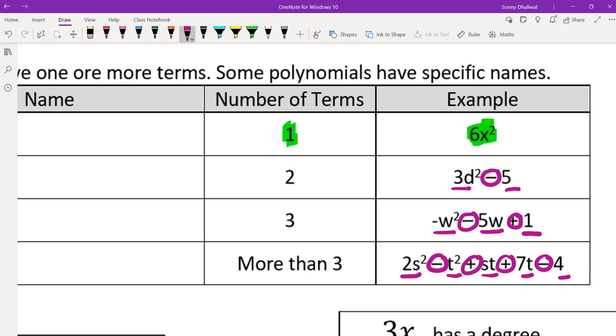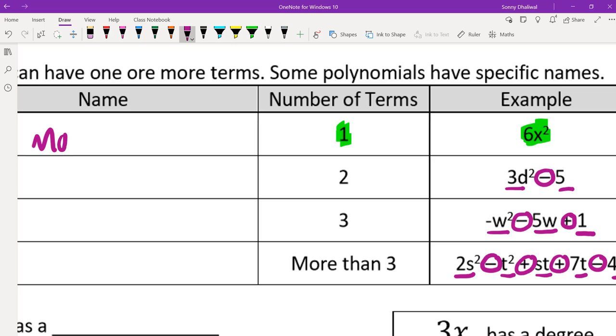Now, the number of terms has a name. You name expressions according to how many terms they have. If something has 1 term, it's called a monomial. You may have discussed these terms in the past. If it has two terms, it's called a binomial. And if it has... you're seeing the pattern?